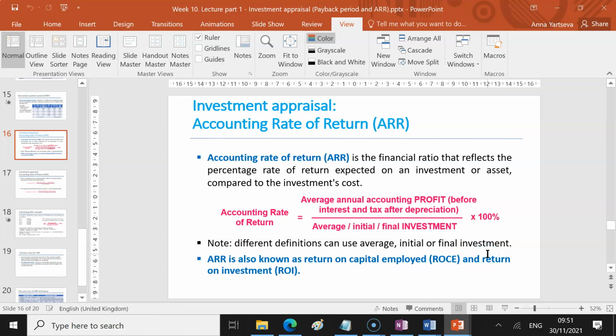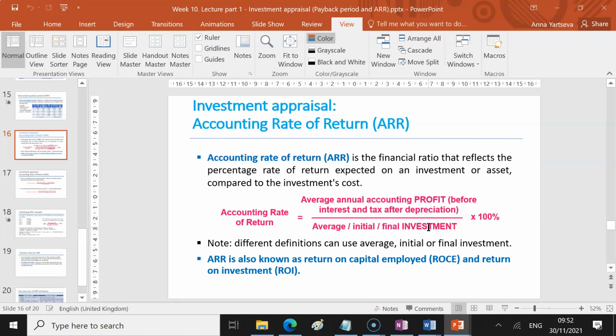Let's have a look at the next metric, accounting rate of return. Strictly speaking, this is a very simple and easy to understand metric, but there are some complications related to depreciation and some other bits. Generally, accounting rate of return simply represents return on your investment. It simply divides profit by your investment.